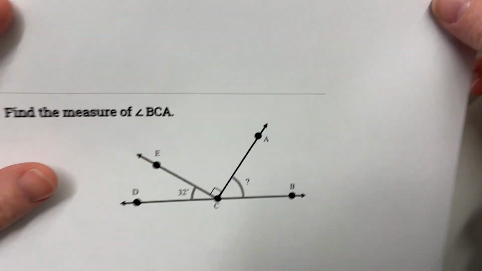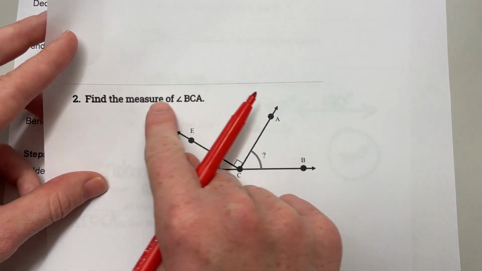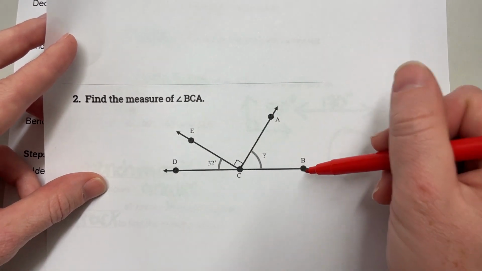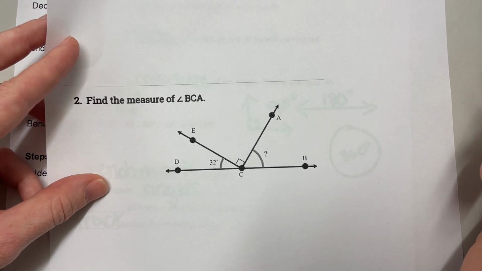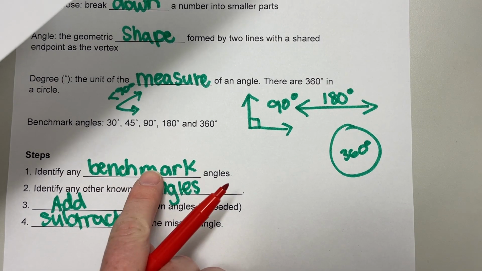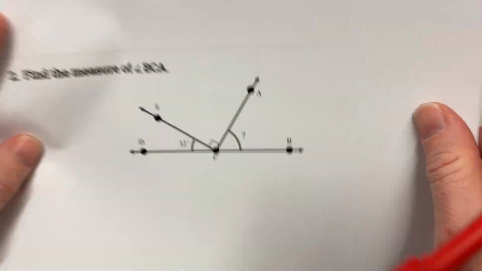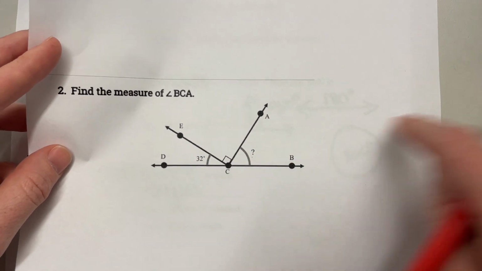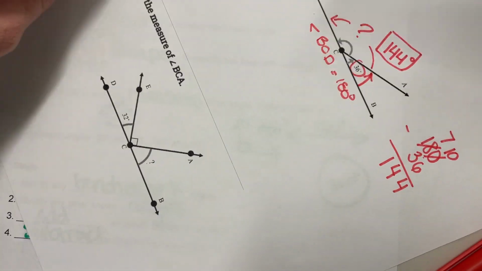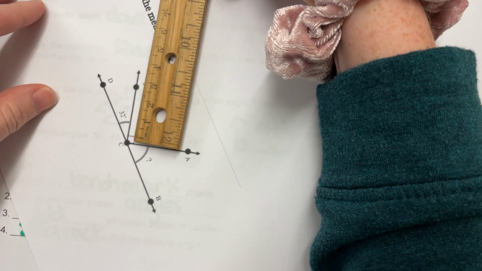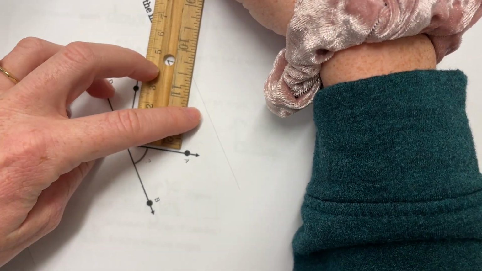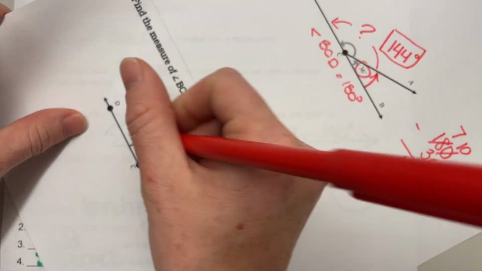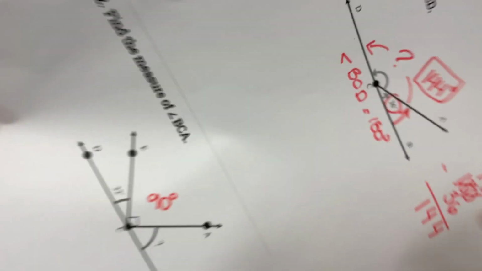Okay, our next angle, it says find the measure of angle BCA. So that is right here, BCA. They have the question mark. First step is identify any benchmark fractions. So if this one has that square, I can take my ruler just to confirm. I put it in the corner. I can see that the lines are touching it on each side. That means that it is a 90 degree angle.